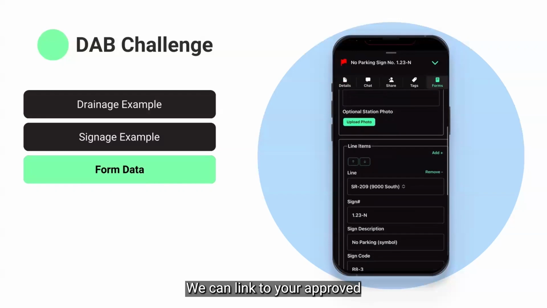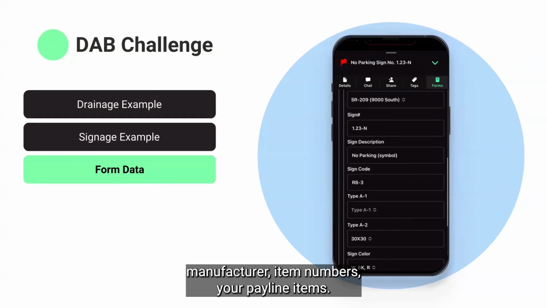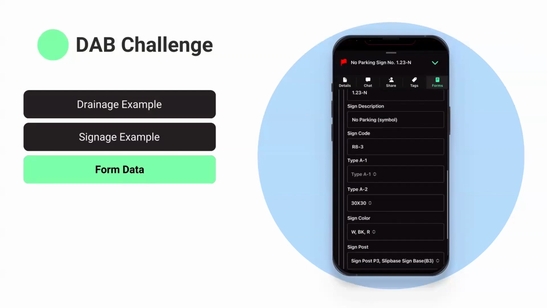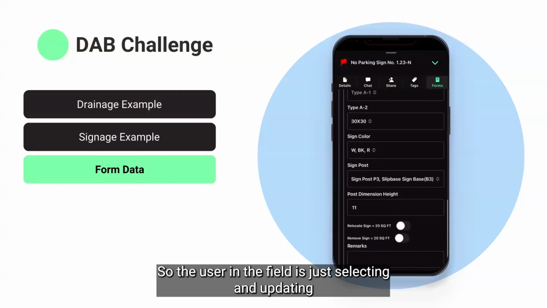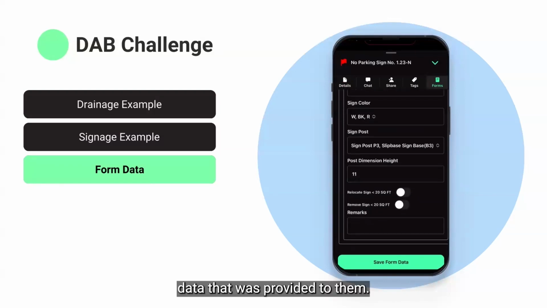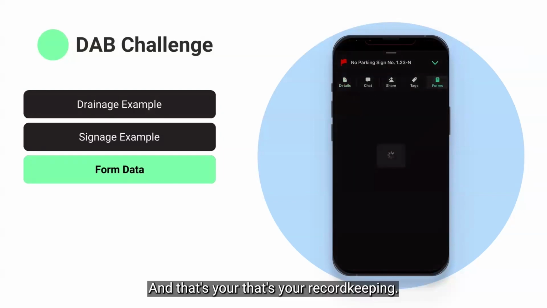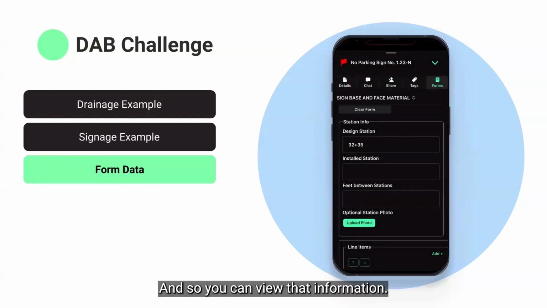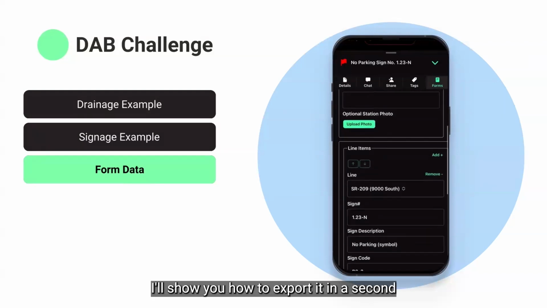We can link to your approved codes, your manufacturer item numbers, your pay line items. All that is synced on the back end, so the user in the field is just selecting and updating information based on pre-approved data that was provided to them. And then every time that a user hits save, it's creating another row in our database. And that's your record keeping. And so you can view that information. I'll show you how to export it in a second.